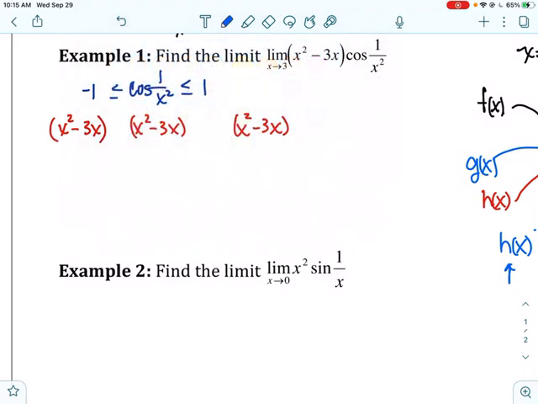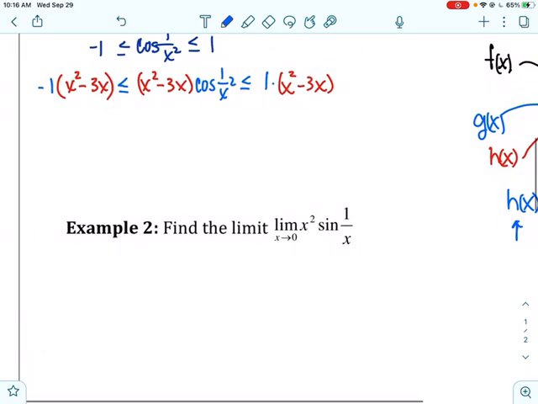So I'm going to say -1 times x squared minus 3x is less than or equal to x squared minus 3x times cosine 1 over x squared. And then that's less than or equal to 1 times x squared minus 3x.